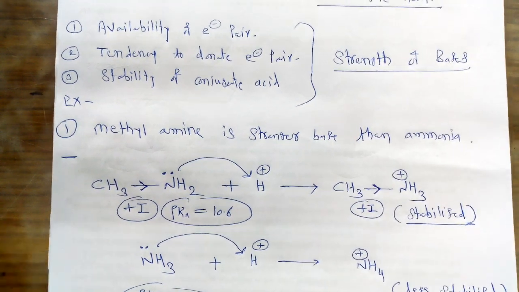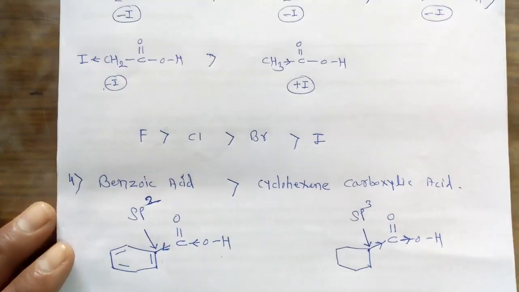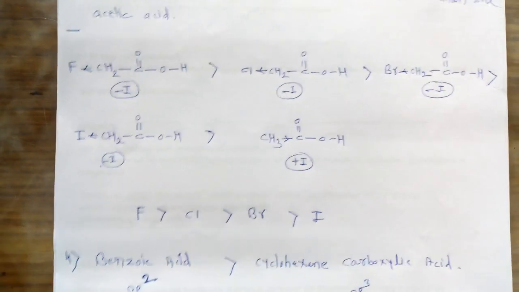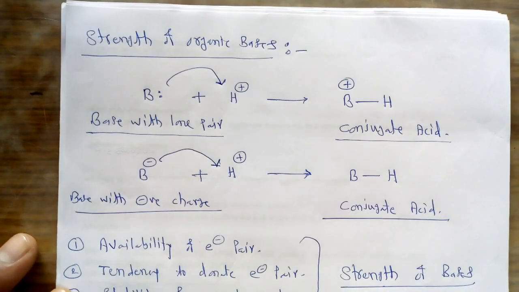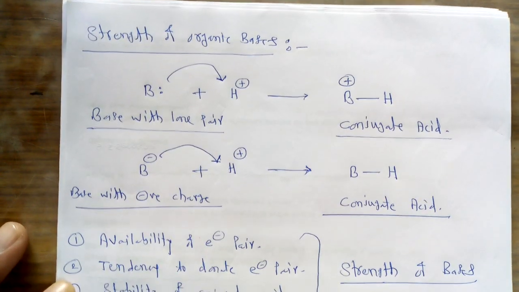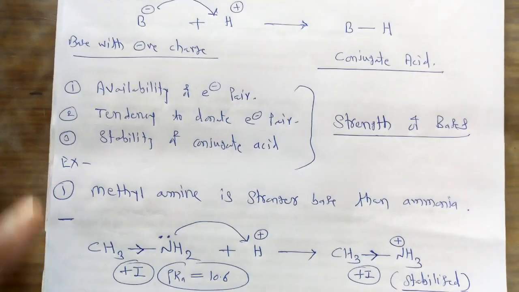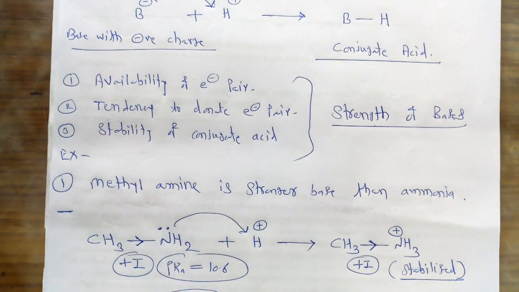So in the current lecture, we discussed in the first section two different examples of acidity, and after that we started the new point, that is the strength of organic bases. What is meant by organic bases, what are the factors which affect the strength of the bases, and the first example we completed here, that is, methylamine is a stronger base than ammonia.